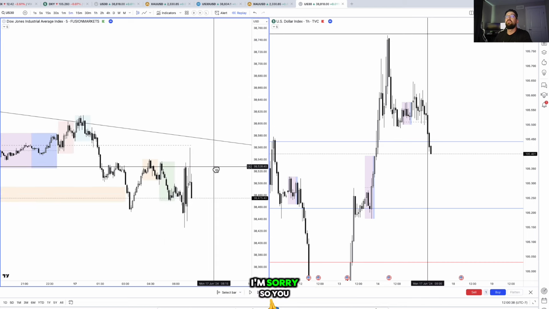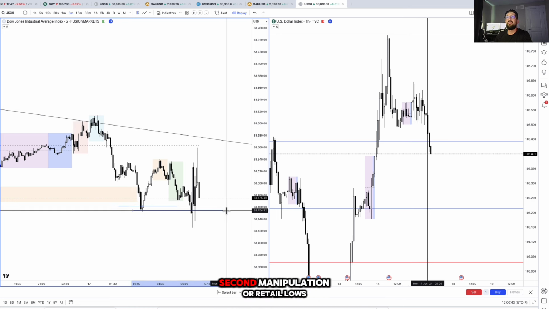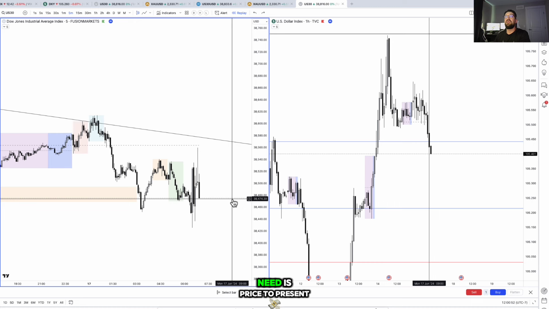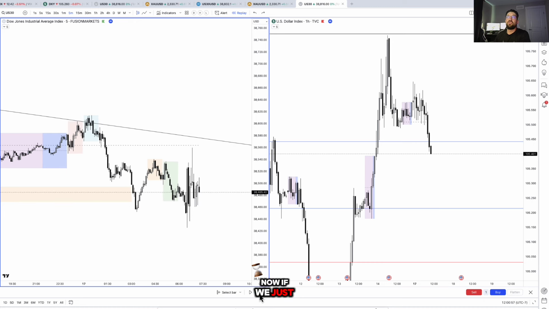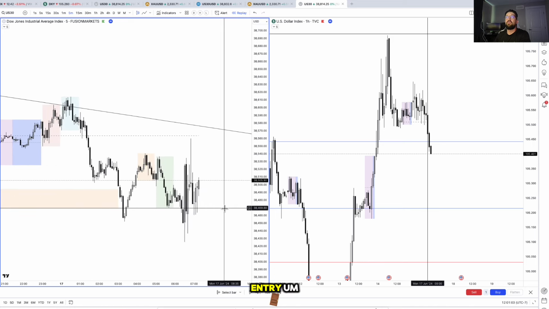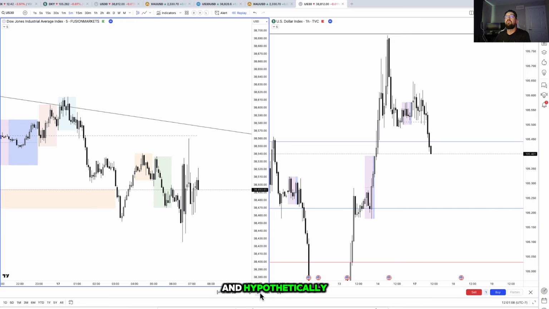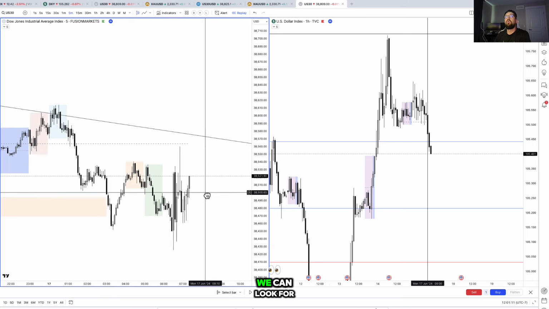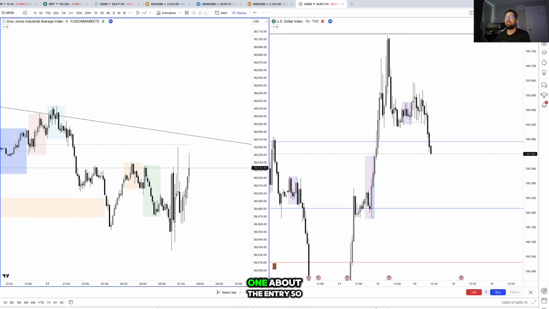So we ended up taking that long before DXY even took that low out. So you can kind of see here, first manipulation of retail lows, second manipulation of retail lows. Usually once you have two, that's enough liquidity to go the other way. And all we really need is price to present an entry. Now, if we just read price action here, all we need is an entry. Lows are holding. We've generated enough liquidity. And hypothetically, we can look for an entry anywhere up this leg. I forget exactly where we took. Oh, this would have been the entry.